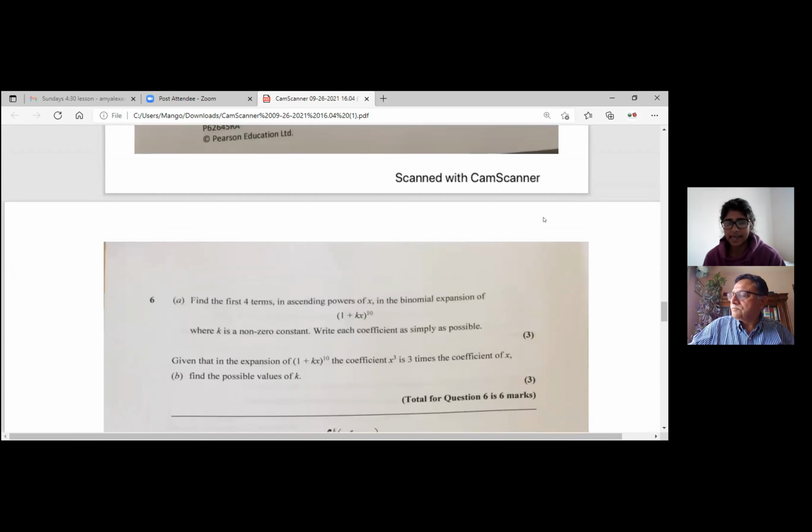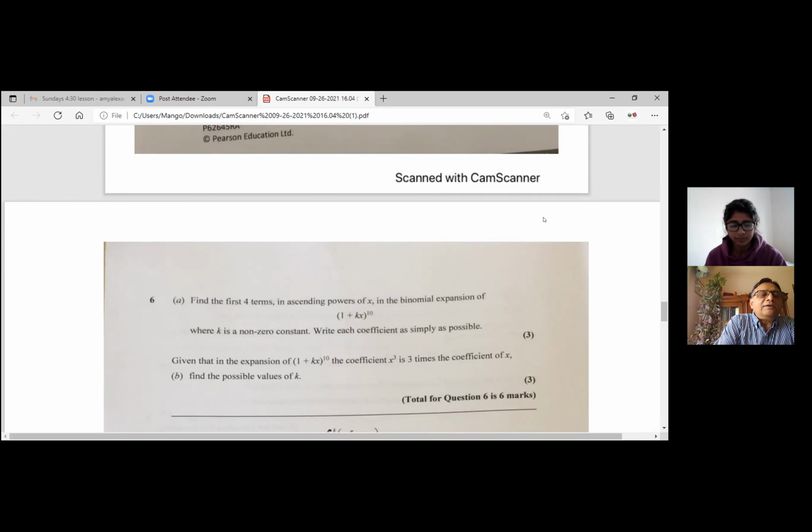Part 6A. Actually, B is the issue, but we won't go through it, I guess. Please read the question. Find the first 4 terms in ascending powers of x in the binomial expansion of 1 plus kx to the power of 10, where k is a non-zero constant. Write each coefficient as simply as possible. So this is an example of the binomial theorem, right?